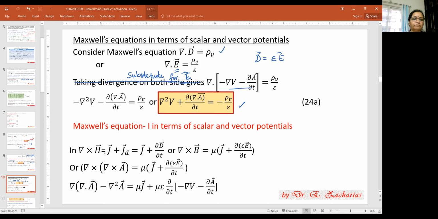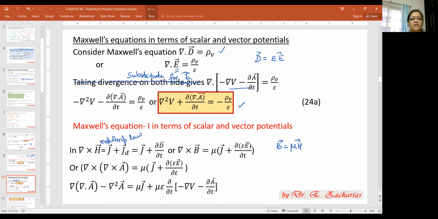Next, let us now go to the next Maxwell's equation, which is the modified Ampere's law. Take that equation. Del cross H is equal to J plus JD. So instead of JD, put dou D by dou T. And you know that B is equal to mu H. Therefore, multiplying the left hand side and right hand side with mu, you get del cross B on the left hand side, and on the right hand side mu into J plus dou by dou T of epsilon E. So D is equal to epsilon E, we have just used that here.